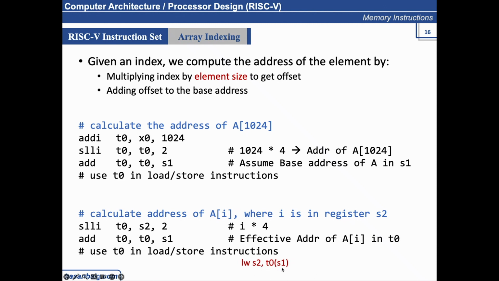lw s2, t0, s1. No, this is incorrect, because now t0 already contains the effective address, which is the base address plus the offset. So this is wrong. The correct way of executing the load instruction is this. t0 now contains the base address plus the offset. So what do we specify in the offset? This 12-bit immediate value, we just specify 0. And then we could access all the elements iteratively in a loop and store the value in s2.